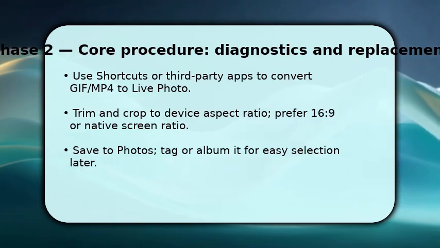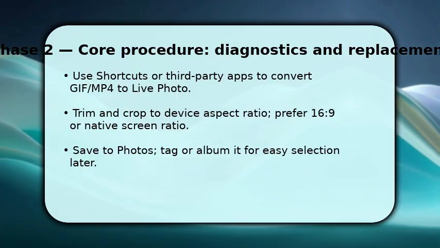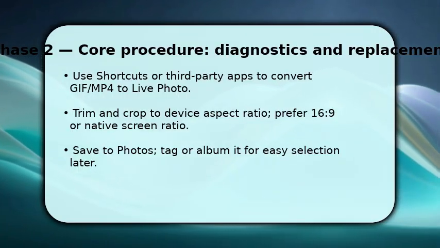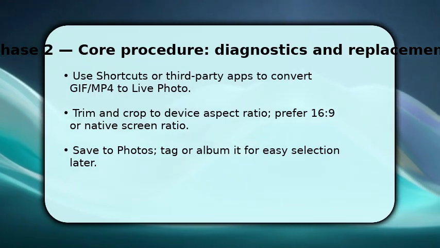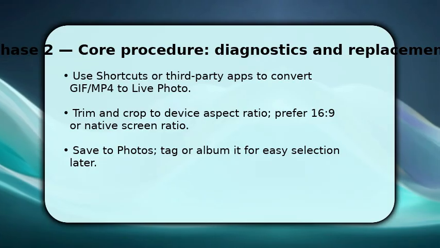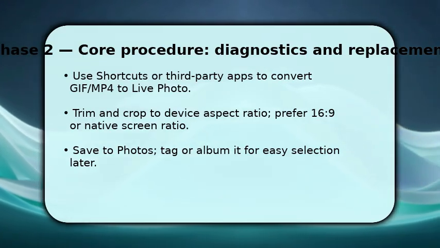While converting, crop and trim to your device's native aspect ratio so the motion looks natural and not stretched. Once saved, move the result into a dedicated album for quick access. Make sure the live photo length is short, under 3 seconds, to keep memory use low and playback smooth.